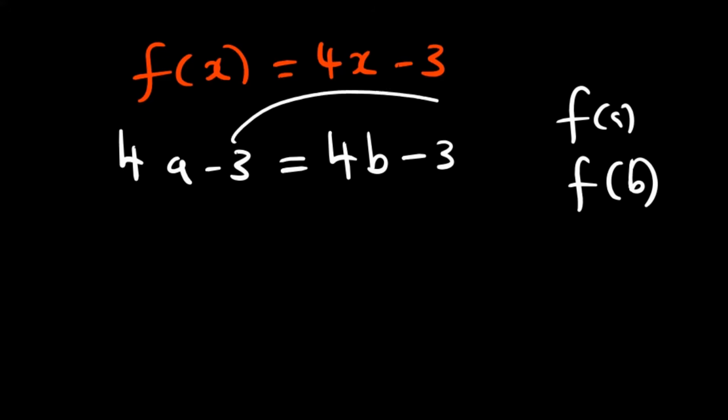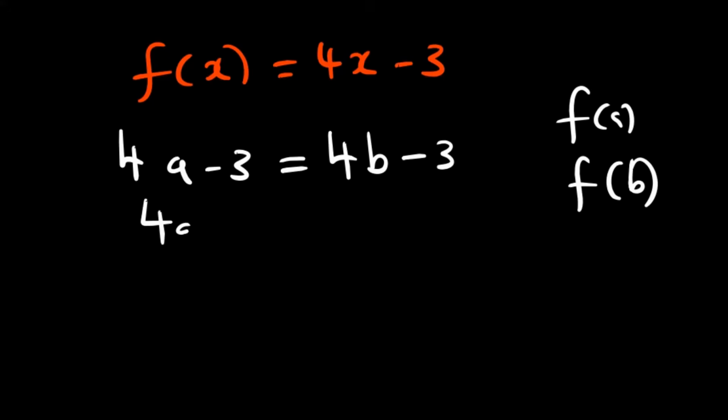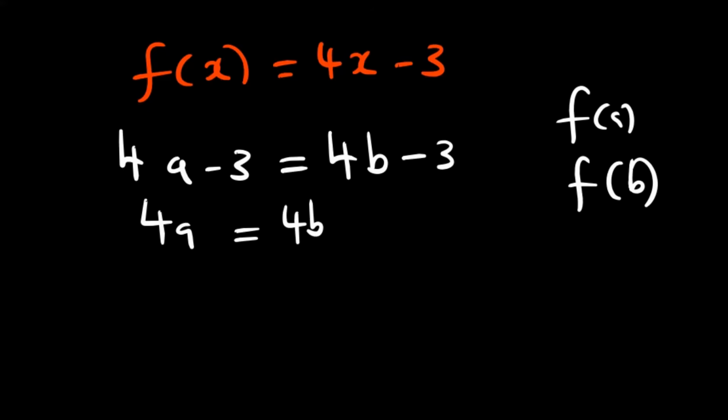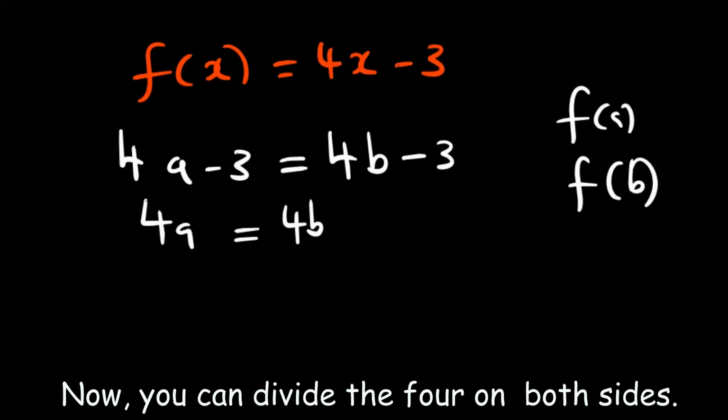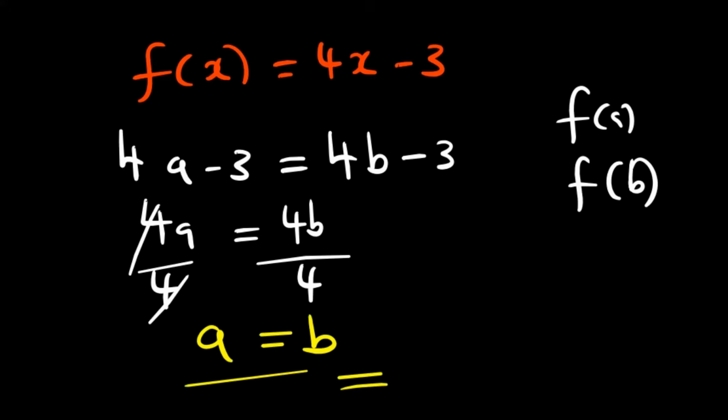When I take the negative 3 to the other side, it becomes a positive number. So our 4a is equal to 4b minus 3 plus 3. Minus 3 plus 3 will give me a 0. So I'm just going to remain with 4a is equal to 4b. Now I can divide by 4 on both sides. When I divide by 4 on both sides, you're able to see that I'm remaining with a is equal to b. So a is equal to b, meaning this one is a 1 to 1.